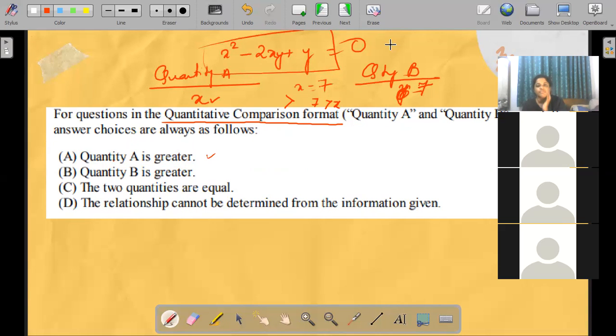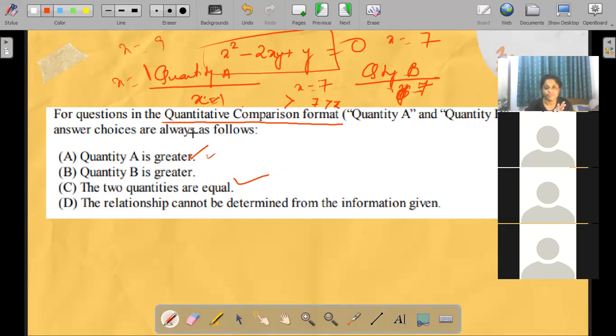If you see that after solving this, X is equal to 7, that means C is the option here. If after solving the problem X is equal to 9, that means A is the option, that is 9 is greater than 7, so quantity A is greater. If you get the value of X by solving as 1, 1 is always less than 7, so that means quantity B is greater.